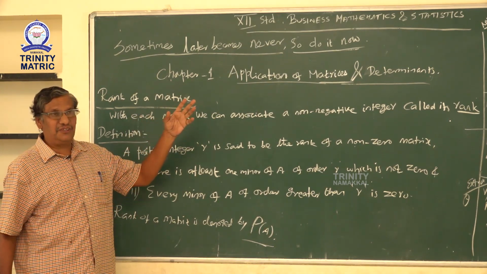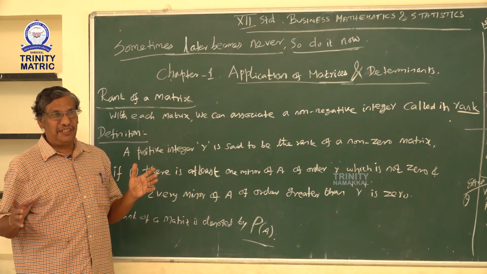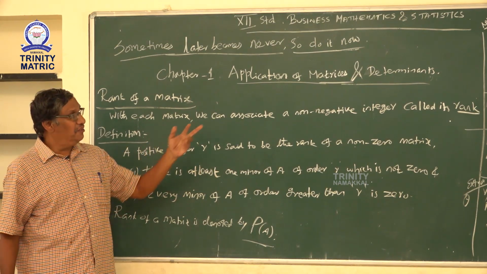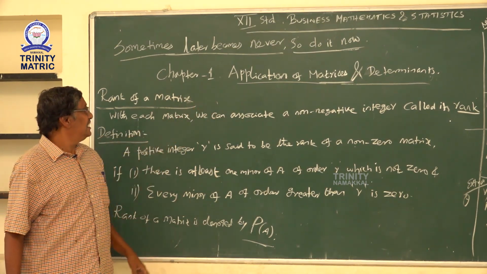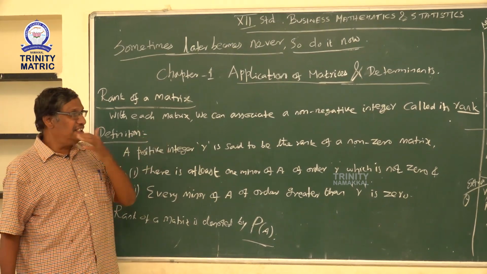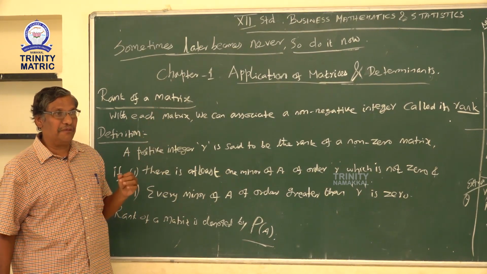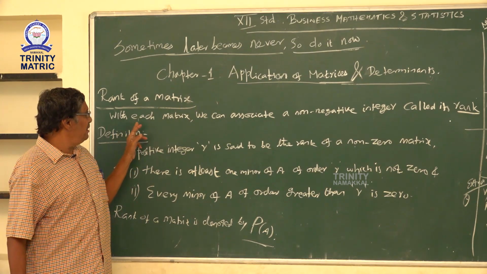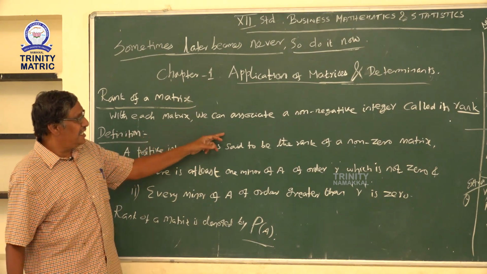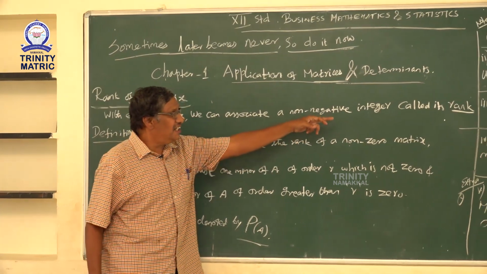Before that, determinants: you know that matrices cannot be reduced to a single value, but determinants can be reduced to a single value. Now we are going to learn a new word, the rank of a matrix. In Tamil it is called Tharam. With each matrix, we can associate a non-negative integer called its rank.